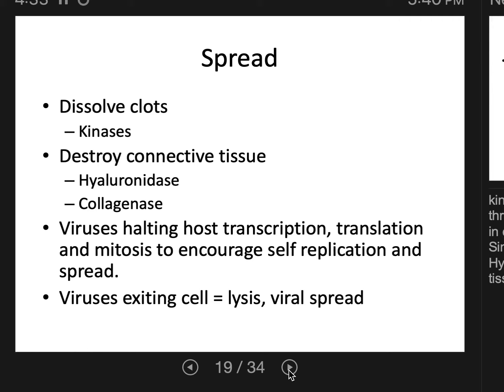So instead of allowing the host to perform transcription and translation for itself, the virus redirects all of that transcription and translation equipment to itself so that it can make more viruses. And then when the virus exits the cell, it lyses the cell. It breaks it open. So that's going to damage the cell. And if a lot of cells are affected in a particular tissue, that's going to damage the tissue as a whole.